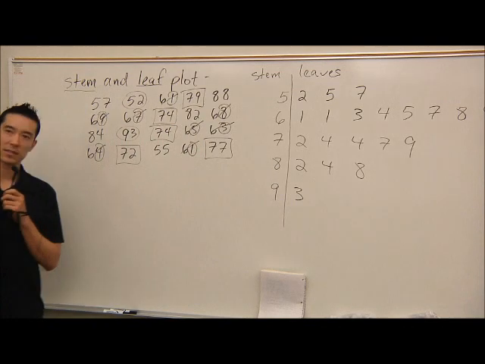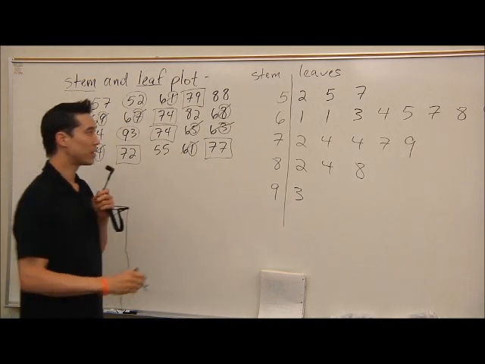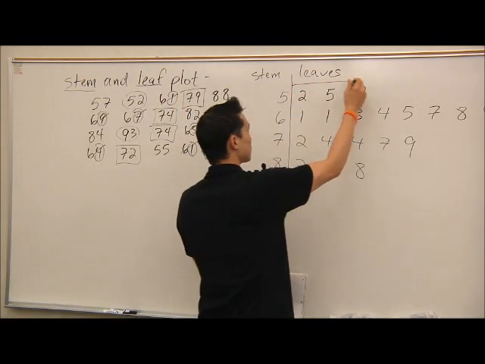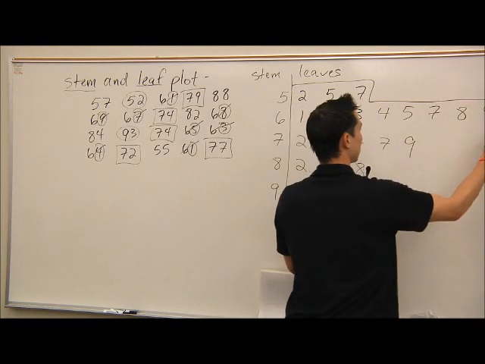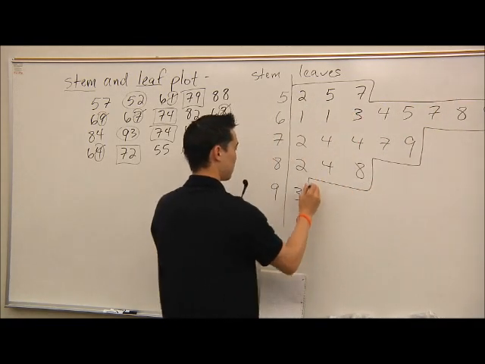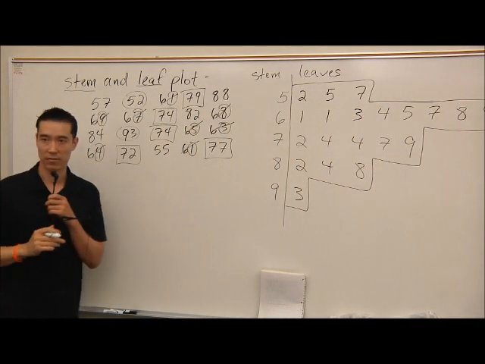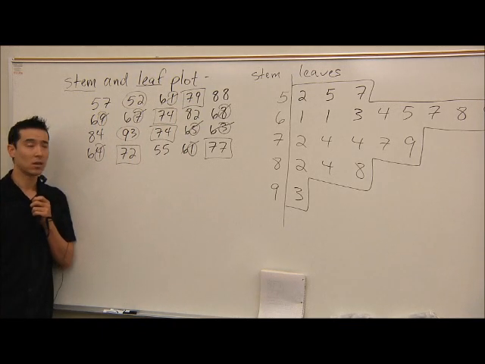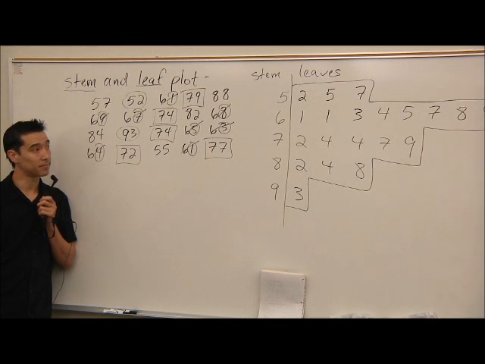Okay? And then depending on your book and how you feel about it, sometimes we just kind of put a little box around this to finish off our stem and leaf. And that's it, okay? Relatively simple. It's just a quick organization plot.